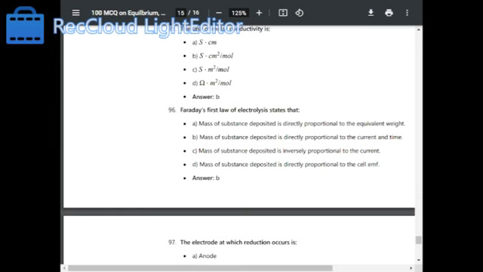Question number 96. Faraday's first law of electrolysis states that: option A the mass of the substance deposited is directly proportional to equivalent weight, option B mass of the substance deposited is directly proportional to current and time, option C mass of the substance deposited is inversely proportional to current, option D mass of the substance deposited is directly proportional to cell EMF. The correct answer is B, mass of the substance deposited is directly proportional to current and time.